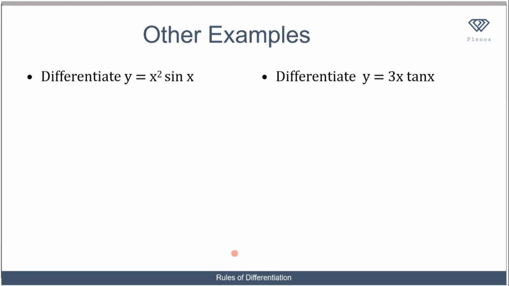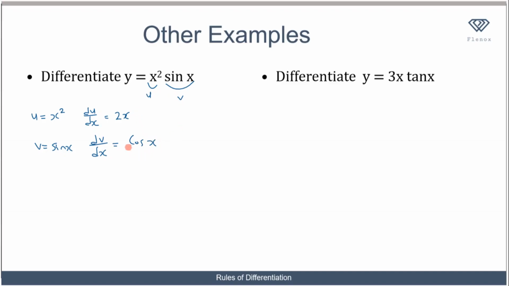Here we are told to differentiate y is equal to x squared sin x. Here also we can see that we have a product of x squared and sin x. So I name one to be u and the other to be v. I will say u is equal to x squared, so my du over dx will be equal to 2x. Now my v is equal to sin x, and based on our trigonometric ratios, dv over dx will be equal to cos x.